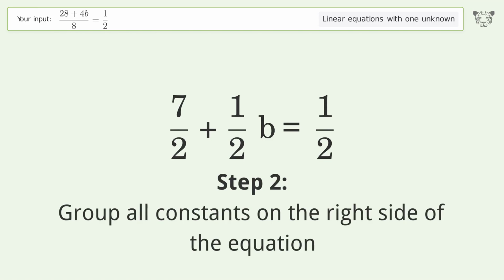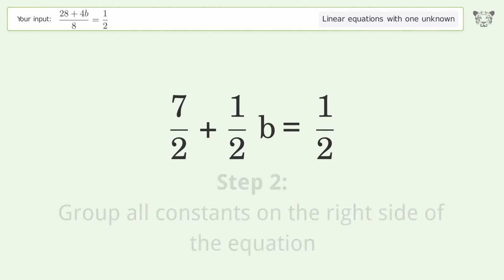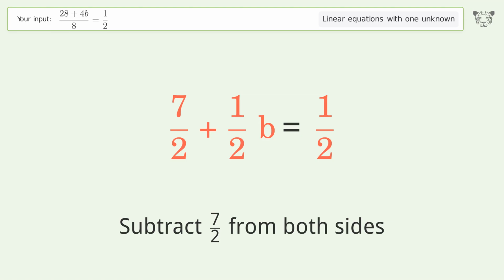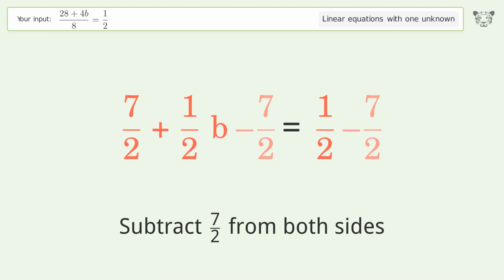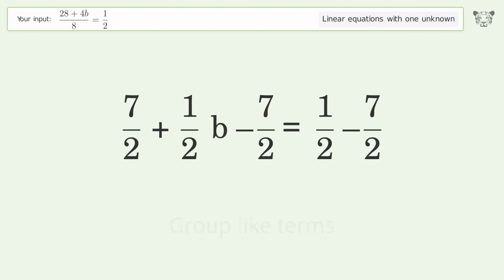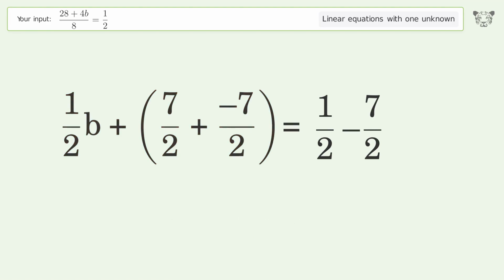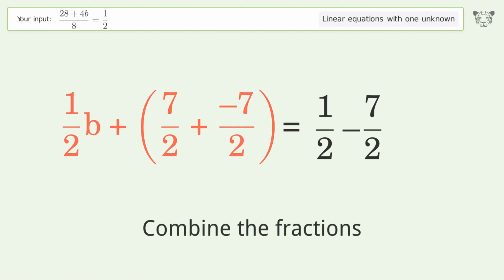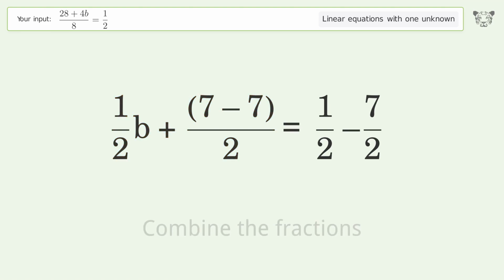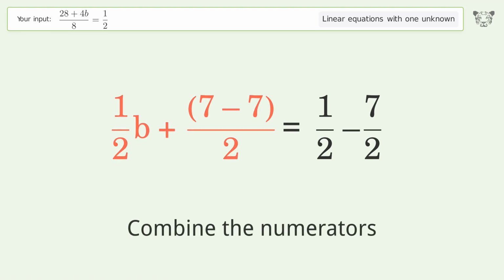Group all constants on the right side of the equation. Subtract 7/2 from both sides. Group like terms. Combine the fractions. Combine the numerators.